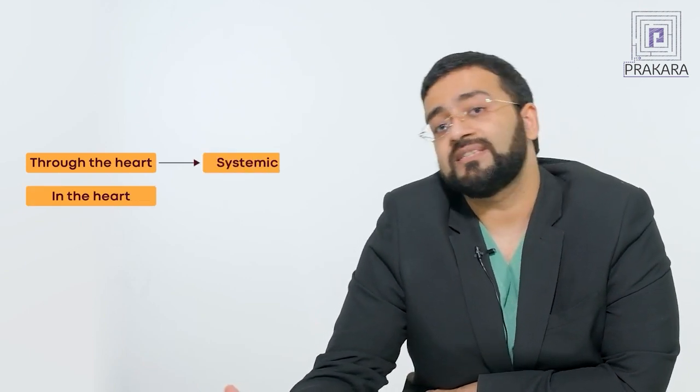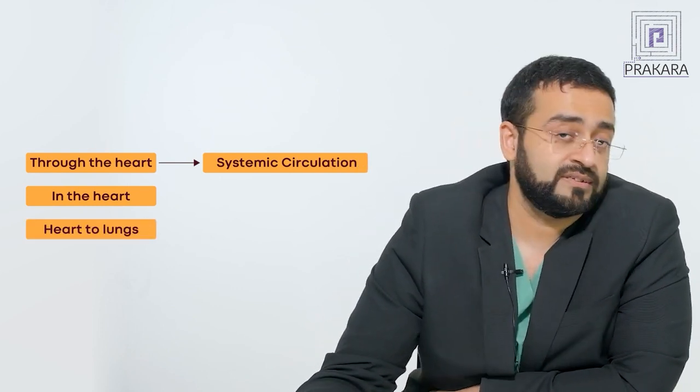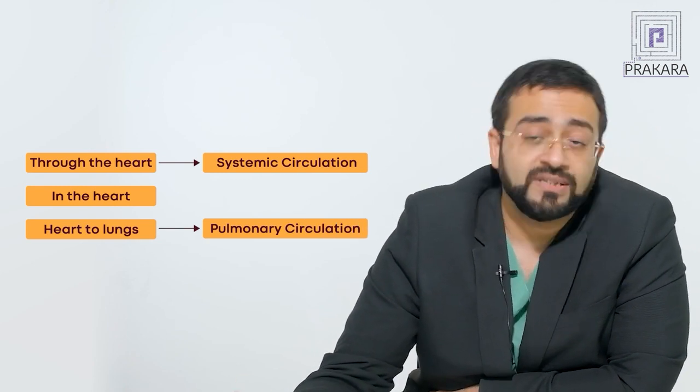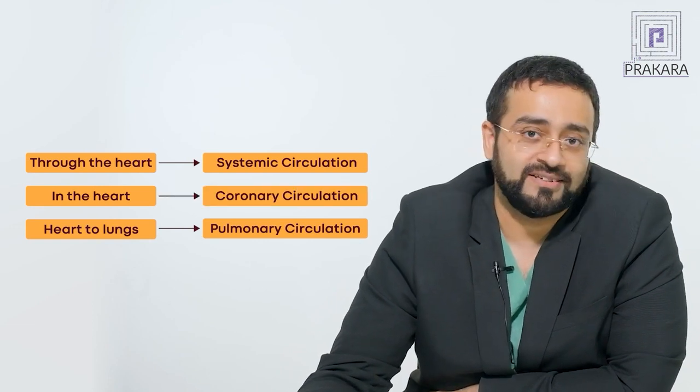So, the circulation that takes place through the heart is known as the systemic circulation. The circulation that takes place from the heart into the lungs is known as the pulmonary circulation, and the circulation that takes place within the heart for the heart is known as the coronary circulation.